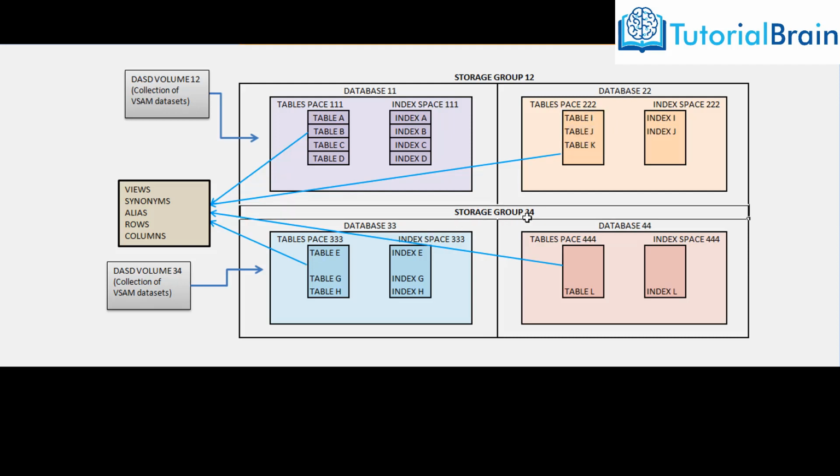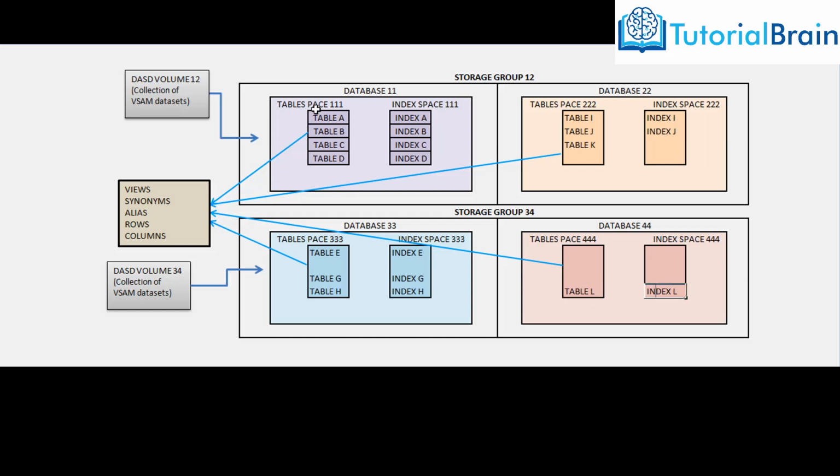Now, in storage group 3,4, you can see that I have database 3,3 and database 4,4, right? Here also you can see I have tables. I have just mentioned tables E, G, and H, and indexes E, G, and H. And similarly here you can see that table space 4,4,4 has table L and index L.